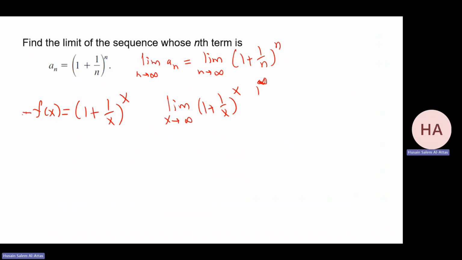So what I will do, make this y. I'll find ln y. Ln y will be x ln of 1 plus 1 over x. So I'll try to find the limit of ln y.